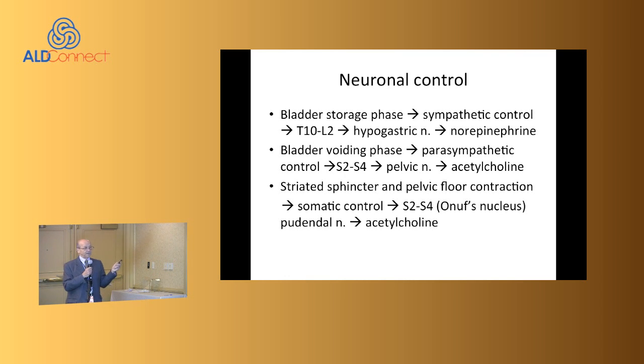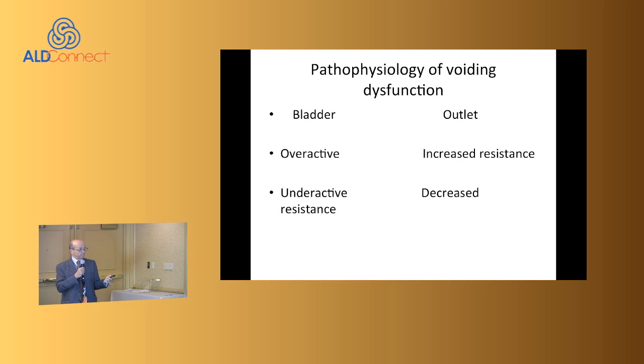The various phases, this gets a little complicated. The storage phase is controlled through the sympathetic system, which originates in the spinal cord between T10 and L2 via the hypogastric nerve, and the neurotransmitter is norepinephrine. The voiding phase is controlled by the parasympathetic system through S2 to S4 origin via the pelvic nerve, and acetylcholine is the transmitter. And then there's also the somatic control, which comes via S2 to S4, which controls the pudendal nerve, which gives you the ability to control your sphincter muscle, and that's via acetylcholine also.